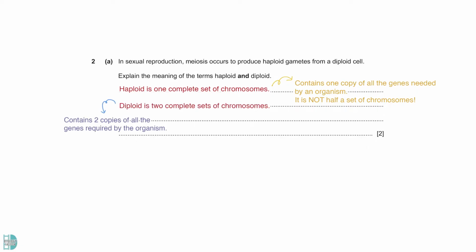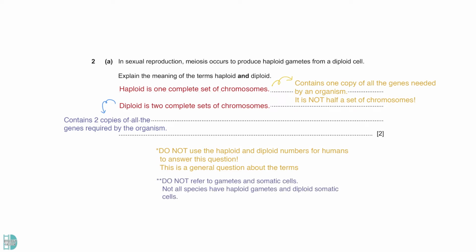Diploid is two complete sets of chromosomes. A diploid cell contains two copies of all the genes required by the organism. You should not use the haploid and diploid numbers for human to answer this question. This is a general question about the terms, not specifically for any species.